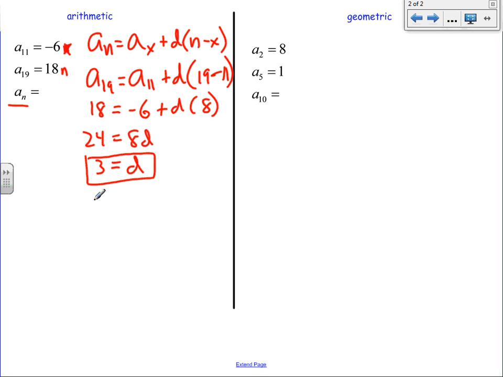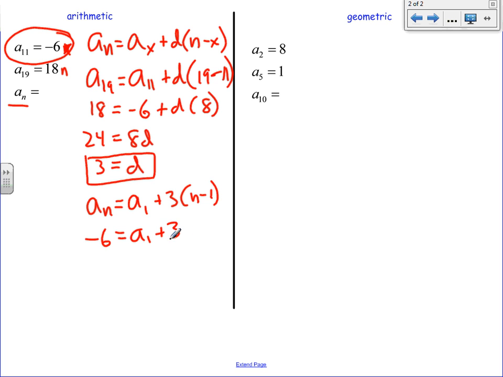So now I'm going to do it again. I'm going to say a sub n is equal to a sub 1 this time, because I want to figure out the first term, plus the common difference of 3 to the n minus 1 power. Now again, let's just pick one of these here. I'm just going to pick that one there. So the 11th term is negative 6. So then we just plug 11 in for n over here, and we'll get 10 times 3, so that's 30. I'm going to move 30 over, so we subtract that, put it on the other side, just basically linear algebra, and get negative 36 is equal to the first term.